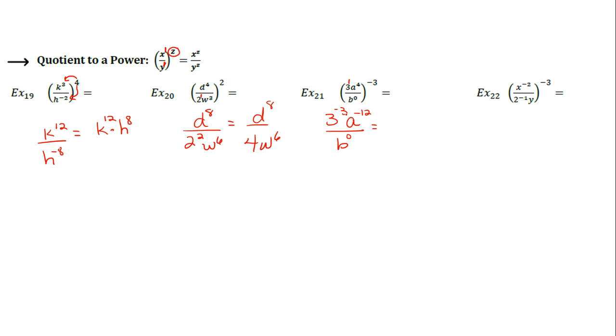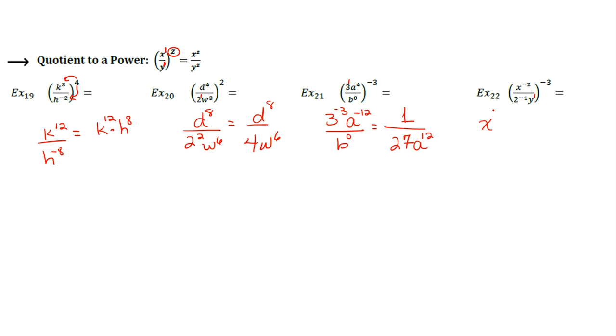3 to the negative 3. We know we're going to have to reciprocate this, and we're going to bring it to the denominator, and that gives us 27. A to the negative 12 is going to be reciprocated, and it comes to the denominator, making a positive exponent. And b to the 0 is simply 1. So 27 times a to the 12th times 1 is simply 27a to the 12th. And so we need a 1 in our numerator. Cannot leave it blank.